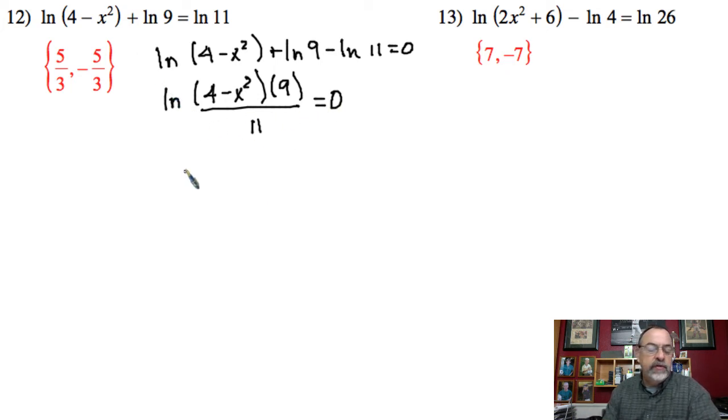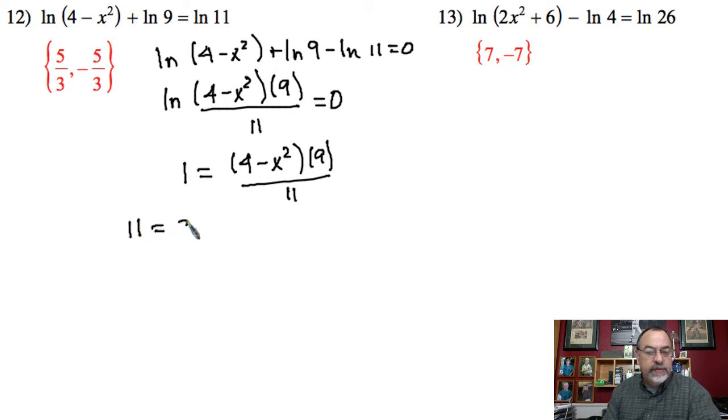Base e to the 0, anything to the 0 power is 1. So that's going to give me this 4 minus x squared times 9, all of that divided by 11. So we'll multiply both sides by 11 and distribute. So this is 36 minus 9x squared. And again, we'll solve this.